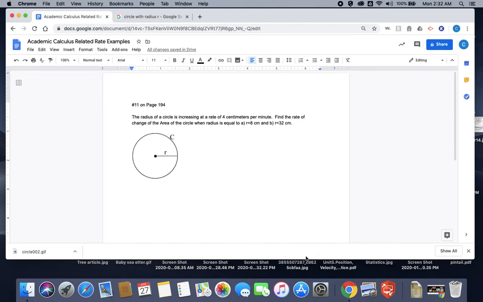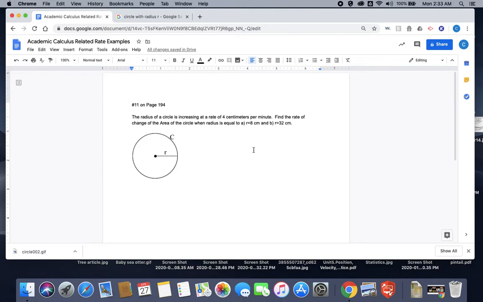First related rate problem here. This is problem 11 on page 194. The radius of a circle is increasing at a rate of 4 centimeters per minute. Find the rate of change of the area of the circle when the radius is equal to A, 8 centimeters, and B, 32 centimeters.